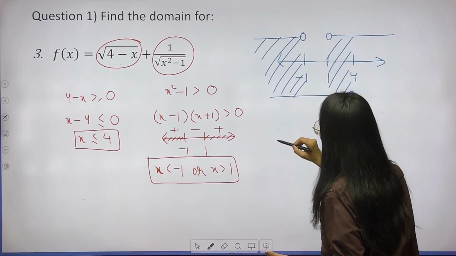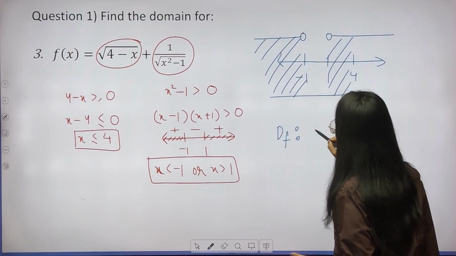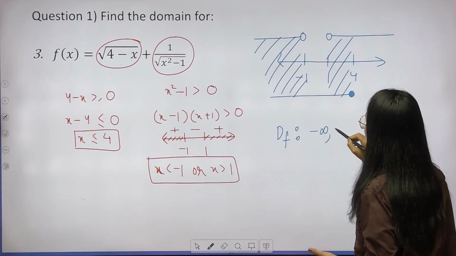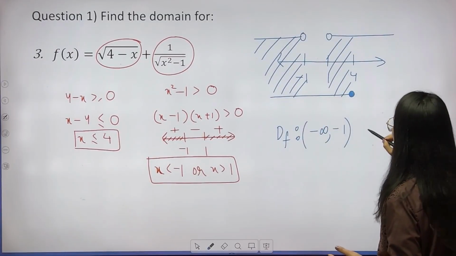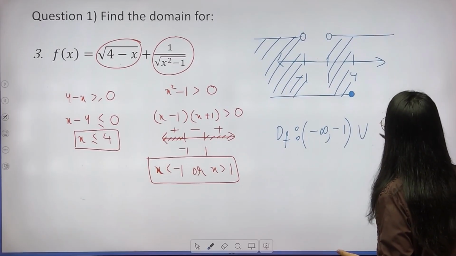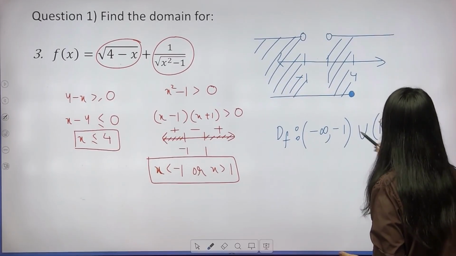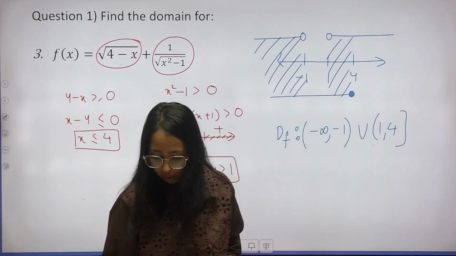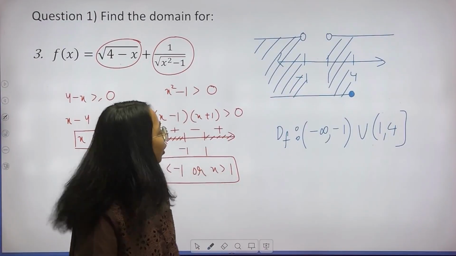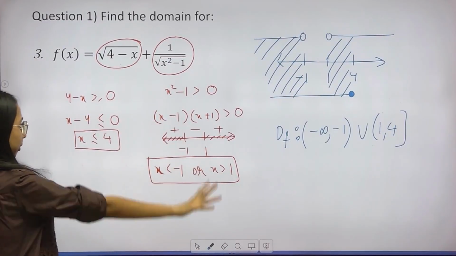Okay. So the final domain becomes minus infinity till minus 1, union 1 till 4. Okay. So this will be your final answer. All right. I hope this is clear to everybody.